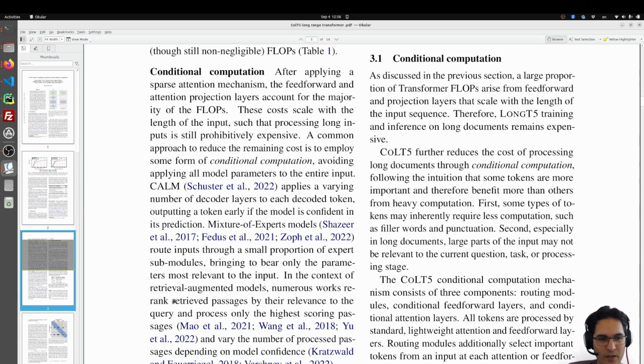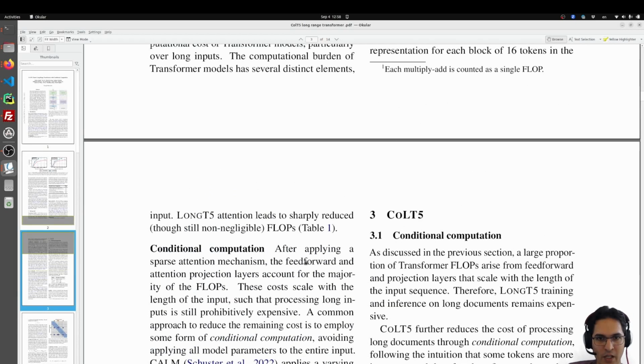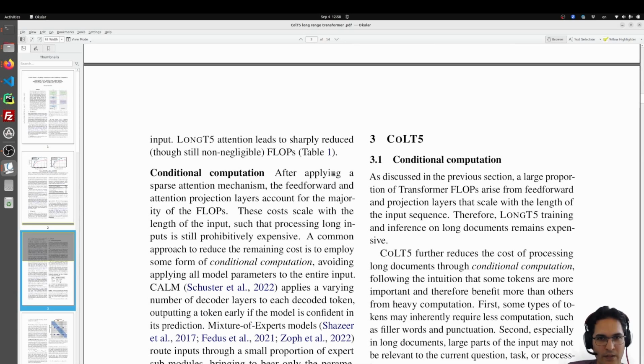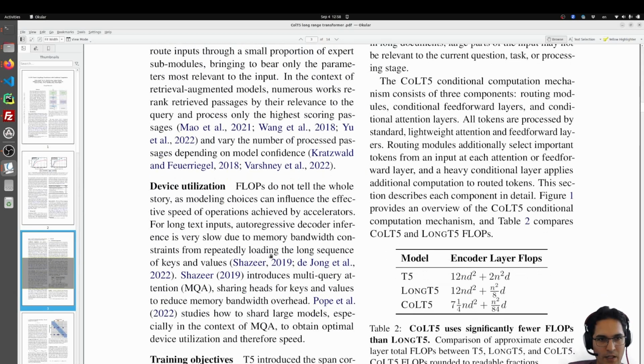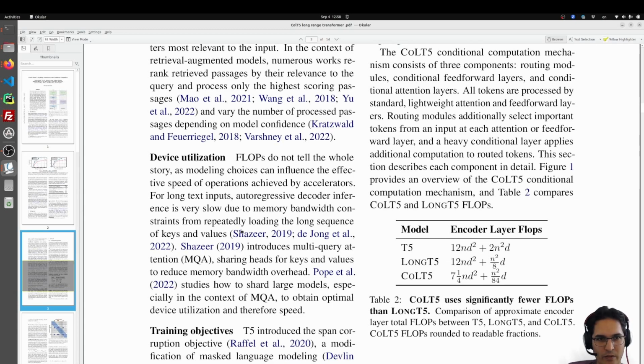It said that in the context of retrieval augmented models, numerous works rank retrieved passages by their relevance to the query and process only the highest scoring passages. This is very similar to what is done in ColT5, and that's why they have conditional computation in ColT5. They also talk about device utilization. They are mentioning that flops are not the only important thing; device utilization and memory footprint are also very important. That's why they applied multi-query attention.